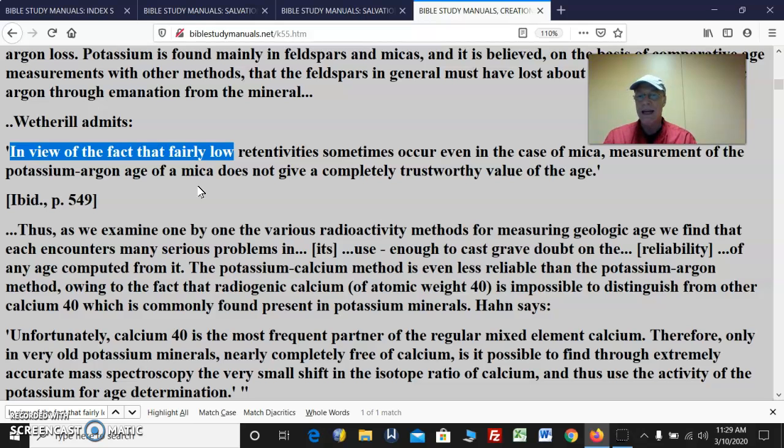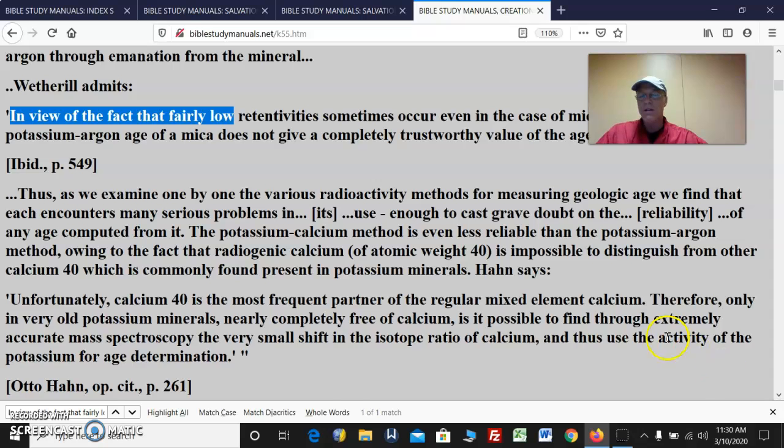The potassium-calcium method, similar, is even less reliable than the potassium-argon because radiogenic calcium of atomic weight 40 is impossible to distinguish from other calcium-40, which is commonly found and present in potassium minerals. Not everything is radioactive, so with calcium-40, we don't know whether it's radioactive or not. It's impossible to detect. Hunt says, unfortunately, calcium-40 is the most frequent partner of the regular mixed element calcium. Therefore, only in very old potassium minerals, nearly completely free of calcium, is it possible to find, through extremely accurate mass spectroscopy, the very small shift in the isotope ratio of calcium, and thus the activity of the potassium for age determination.